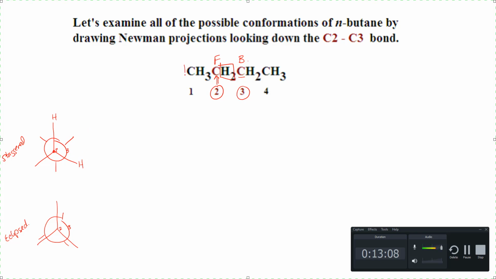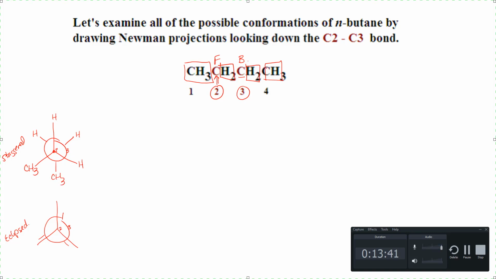And then this entire group. And what's that entire group? It's a methyl group, so I'll go ahead and write in my methyl group. Okay. What's attached to the back carbon? Well, the front carbon. It's already built into the Newman projection. The back carbon has 2 hydrogens. Does it matter where I put the hydrogens? No. And what else does it have? It has a methyl group.